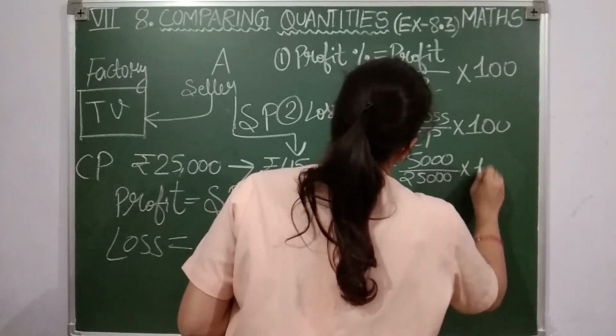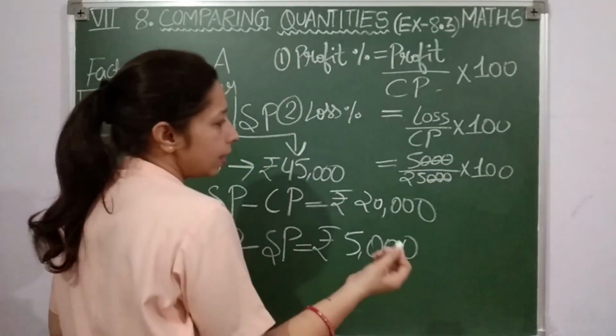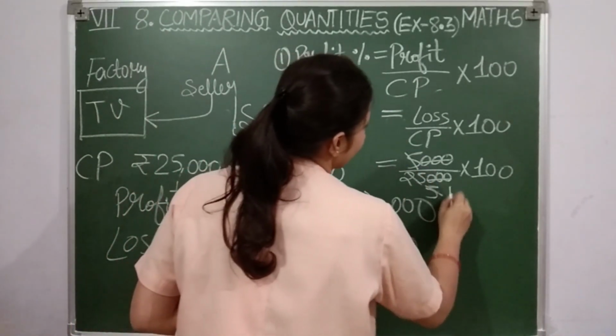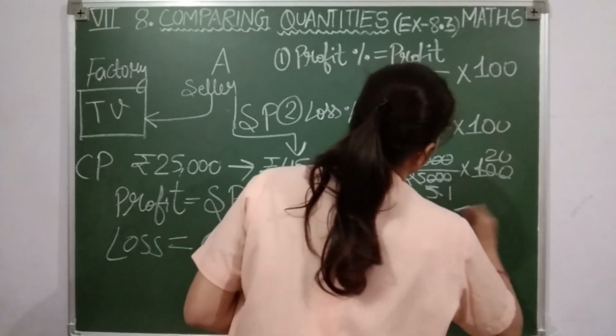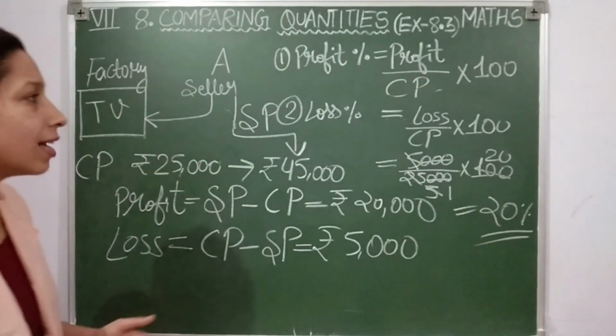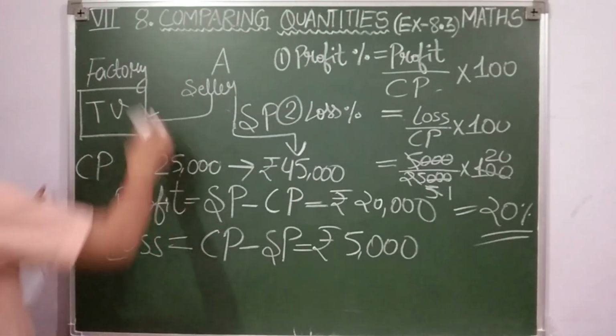into 100%. Again students, 3 zeros cancelled, 5 1s are 5, 5 5s are 25. Now 5 1s are 5, 5 2s are 20. So I got 20% as the loss percentage. Clear students? In this manner we can easily calculate profit percentage and loss percentage.